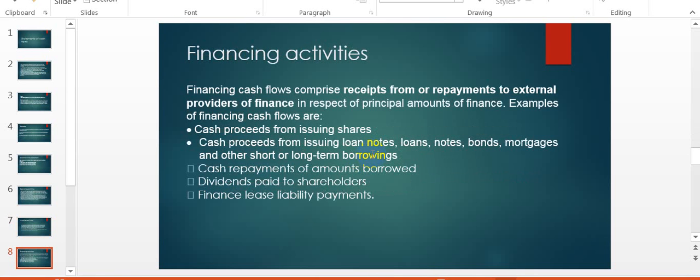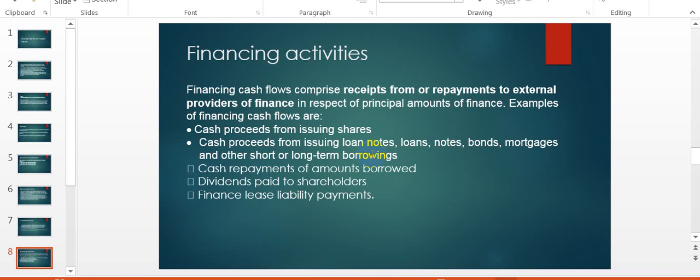Then we go to the last items, which is cash flow from financing activities. The financing activities are those activities that show how we finance the business. If we finance the business through a new issue of shares, or if we finance the business through borrowing.